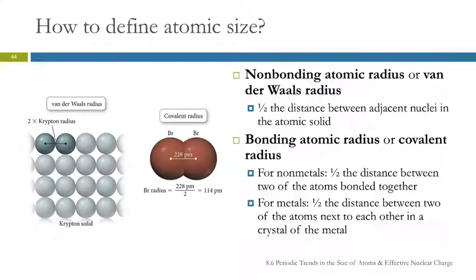So we're going to look at some periodic trends. We're going to look at size of atoms and effective nuclear charge, and then we'll go on to look at some other things. So first of all, we have to talk about how are we going to define atomic size?